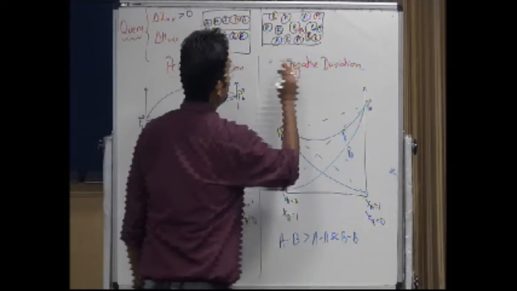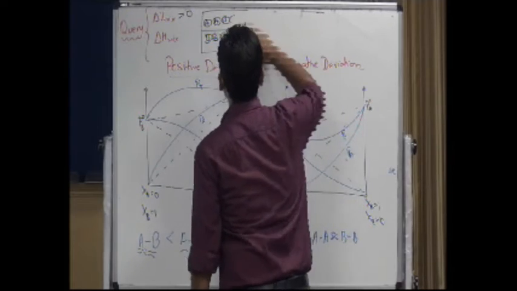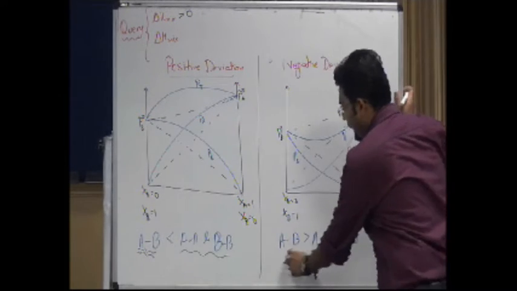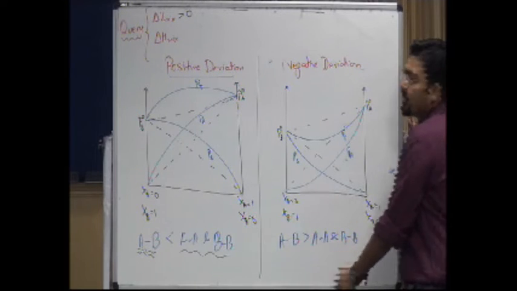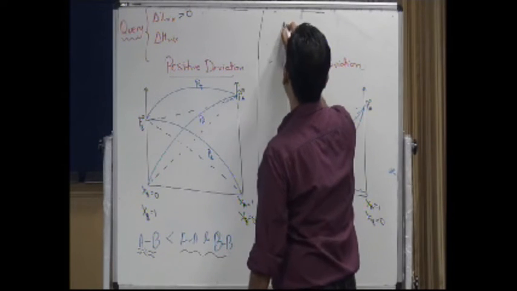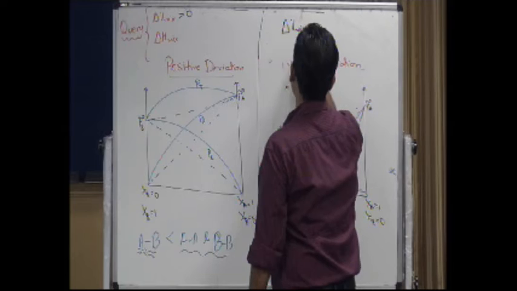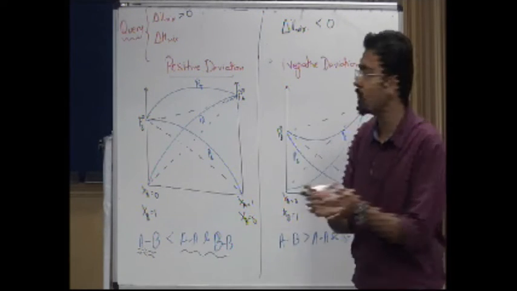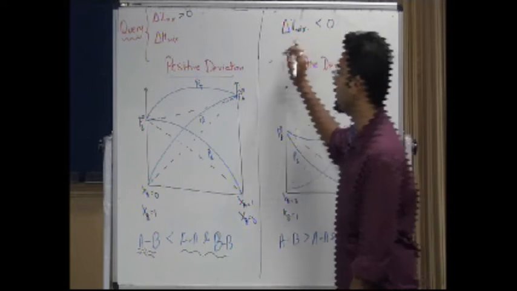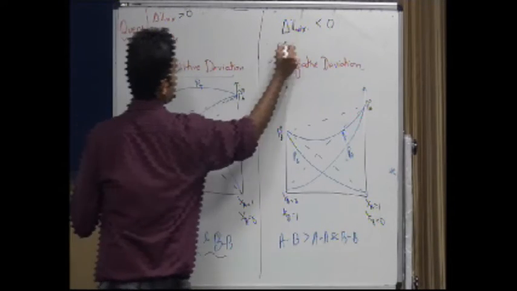Now, similarly for negative deviation, the interparticle force of attraction between A and B is stronger than the force of attraction between their alike particles. So it means that the volume will decrease because of increased attraction. They'll come close to each other, and thereby the volume will decrease. In the other case, how can the enthalpy be figured out?